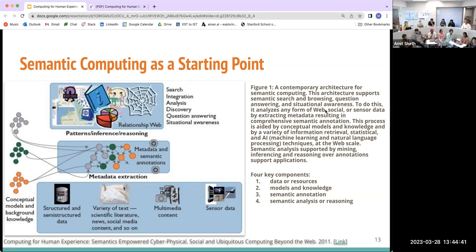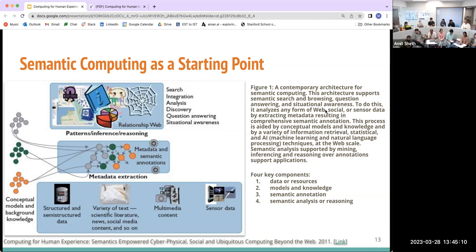So it talks about the four key components: data, resources. You can see three blocks, and then there are graph-like structures on the left. No, they are not graphs. There's no graph structure. These are basically ontologies. So we have data resources, models and knowledge, semantic annotation, semantic analysis or reasoning. So these are the four key components.